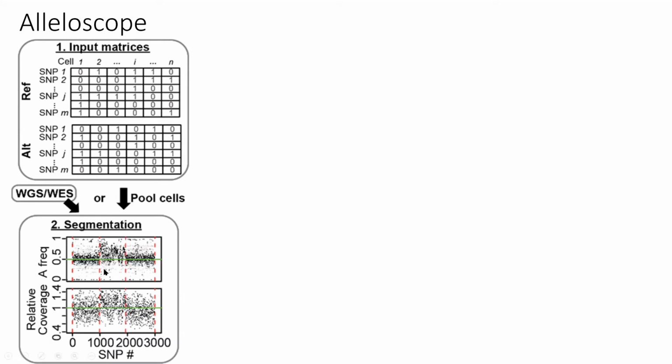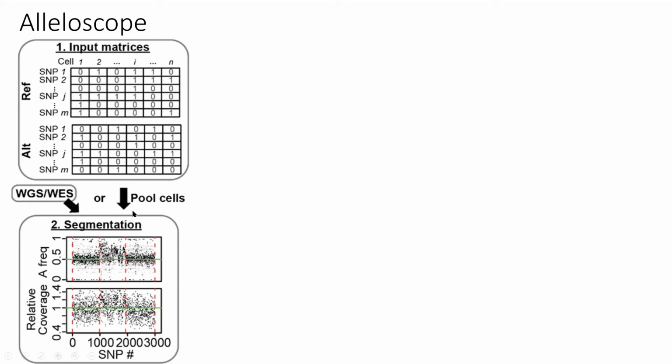Given this model, I will just give you a quick rundown of how Alleloscope works. We start with the input matrices, which are SNP by cell: the alternative versus the ref, the A versus the B allele. What we first do is we pool across cells to get the bulk relative coverage and the A allele frequency, or the B allele frequency. We just showed the A allele frequency here. Then we do a segmentation, because there are existing methods developed by our group or others that do this segmentation in bulk. We reason that if there is a subclone that has a copy number change, it should register a signal at the bulk level if the subclone is not too rare.